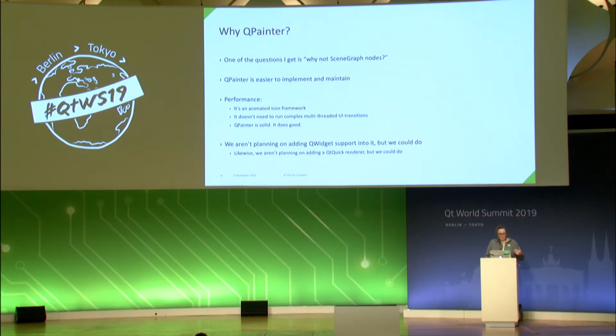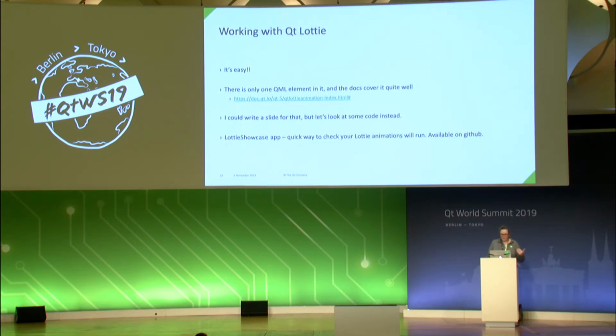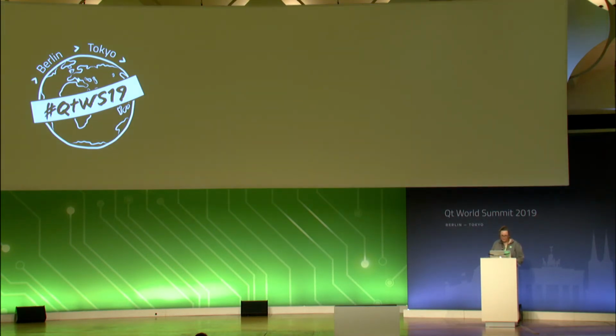So when you're working with Qt Lottie, if you need to embed these icons in your animations, how does it go? It's pretty easy. Qt Lottie elements are not terribly complicated. It's very similar to an image. So let's take a look at some of the code we've got for this.